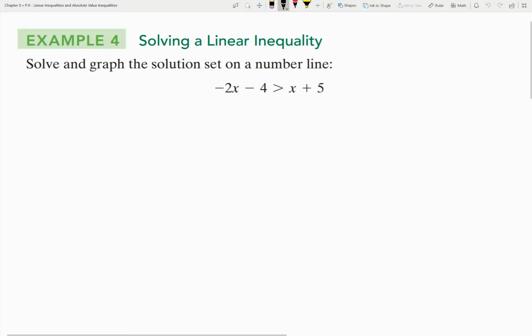Here's another one. Same sort of idea. Now we have variables on both sides, which is perfectly fine.